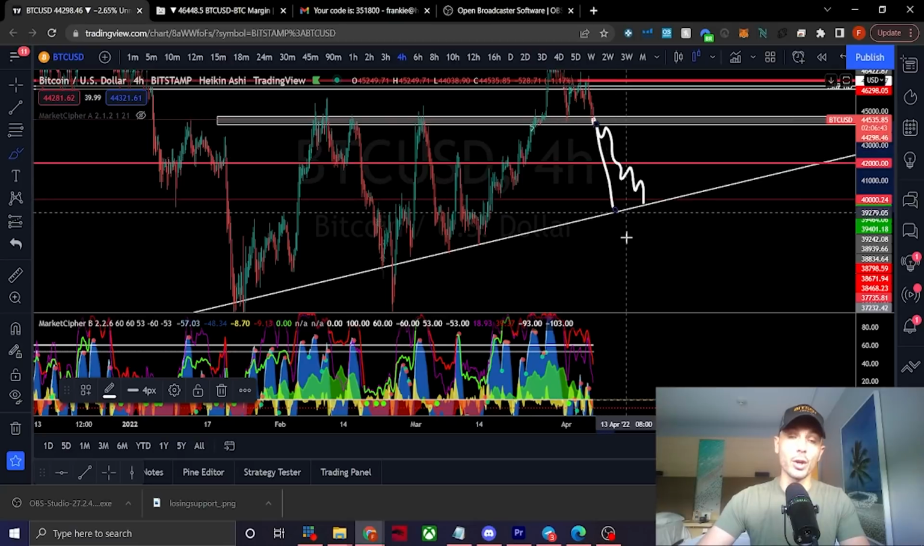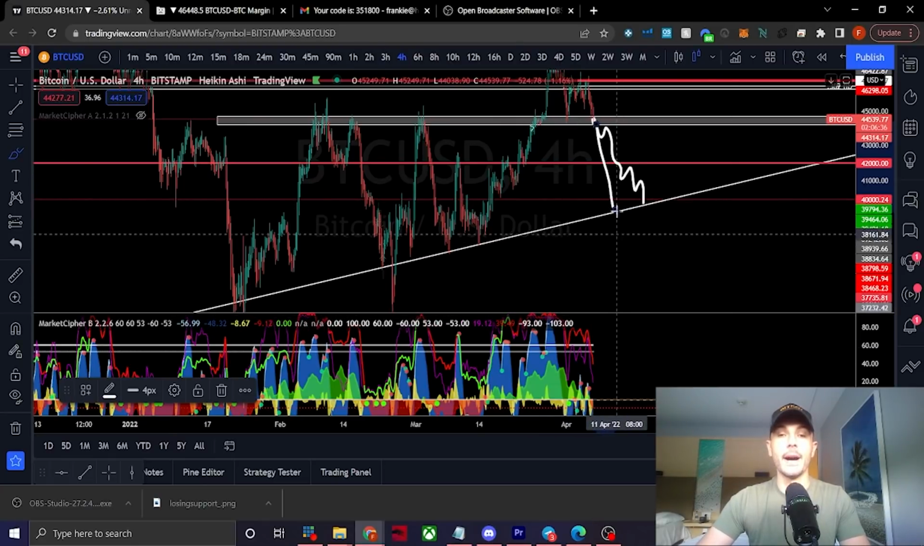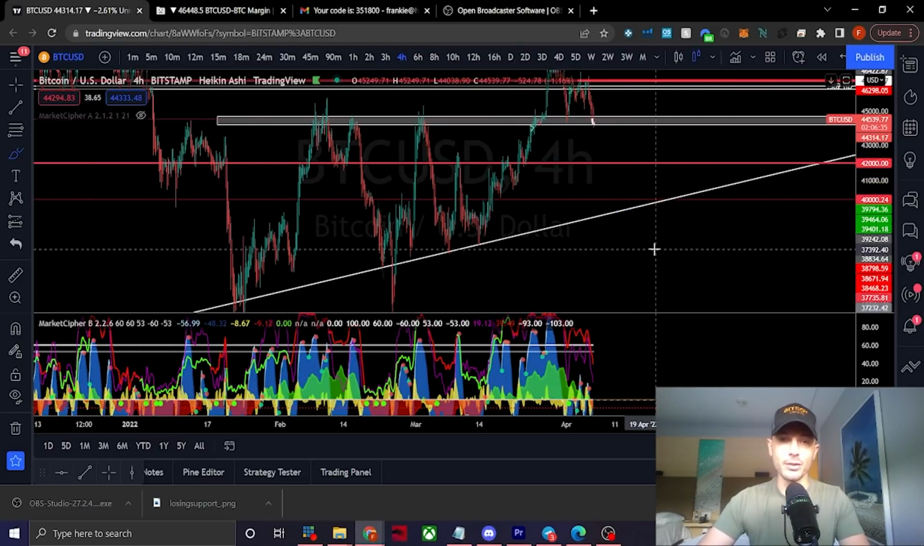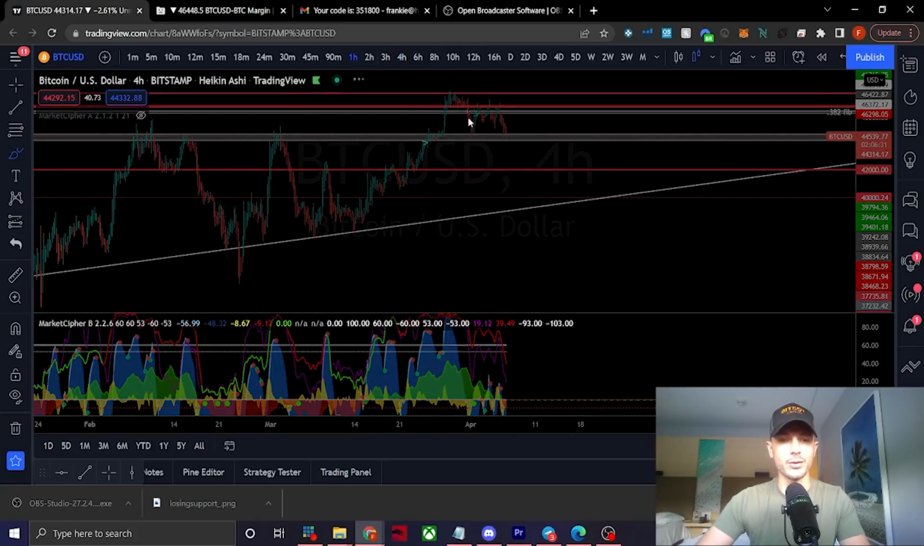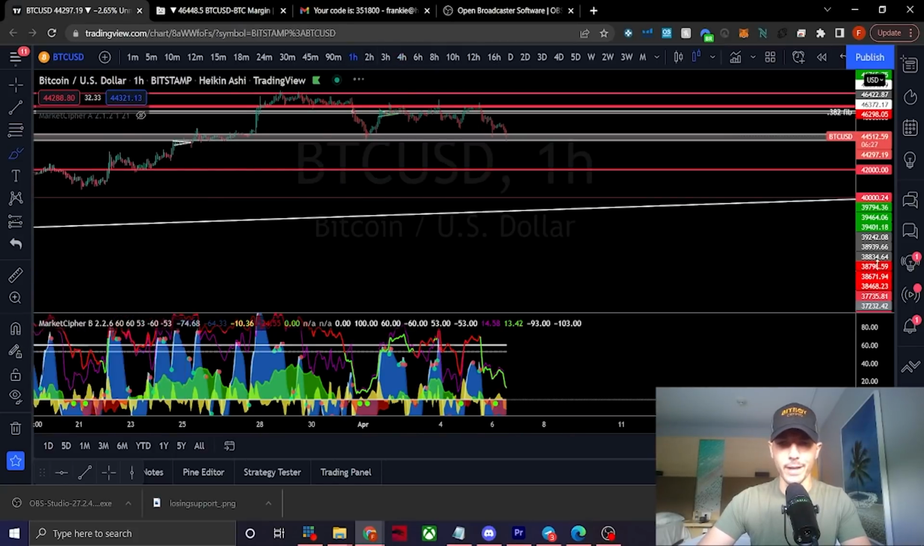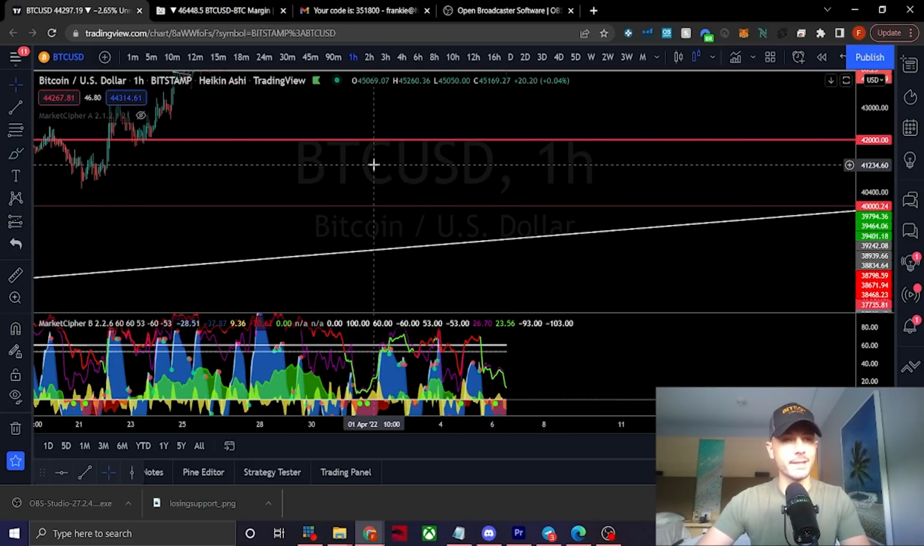I do think there could be a chance that we could come back down to test the bottom of this triangle again. Not what I would want to see, but definitely possible. So these are some things you want to keep in mind while you're looking at the charts. Now let's just go down to the 1 hour and zoom in a little bit more and see how price is interacting on the top of this resistance line.